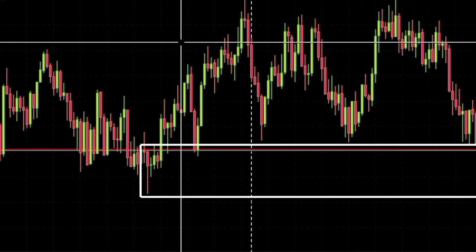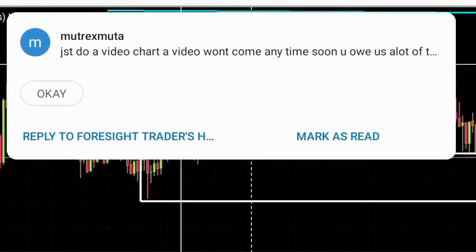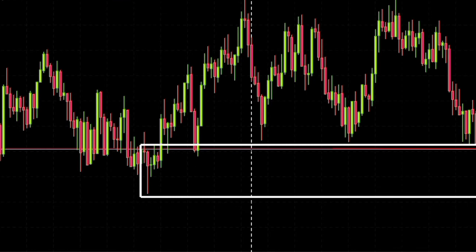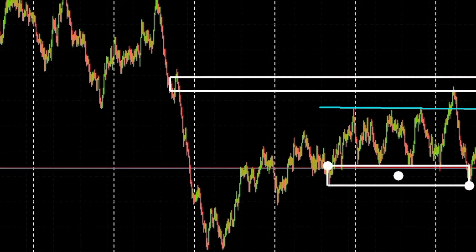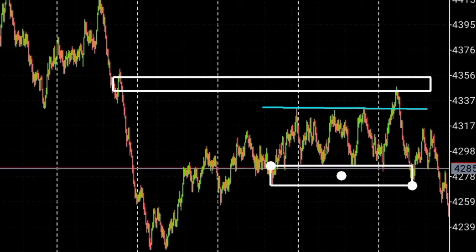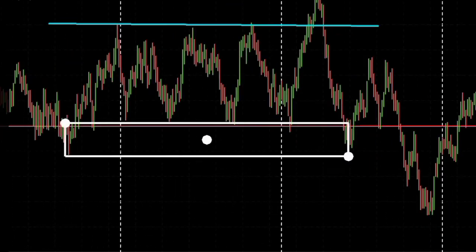It also broke the structure. So we are expecting a continuation towards clearing the equal highs above, or to reach higher prices actually. So what do we see here? To confirm this trade, we now saw more equal lows being created below.